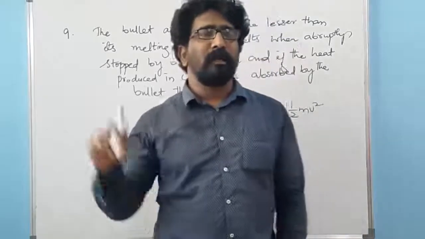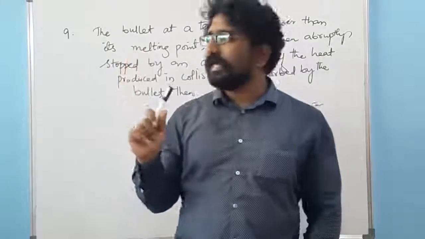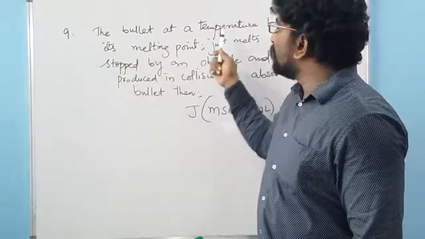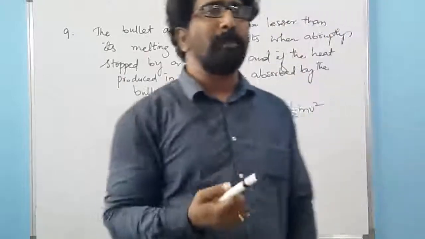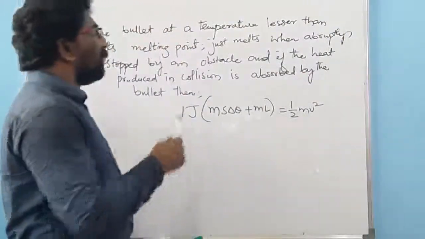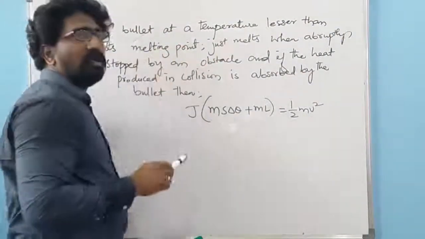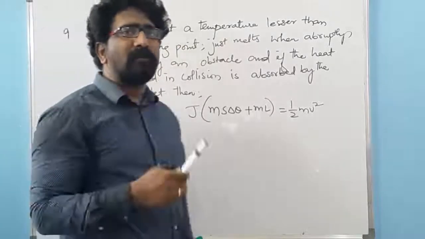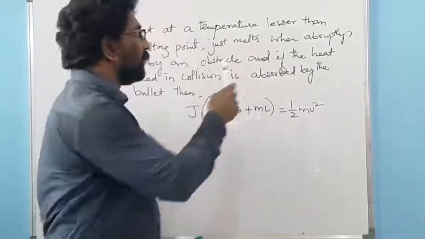Now let us see the rest of the applications which we have left out. Nearly 4 applications are there. We'll see those and complete the applications, and then we'll enter into the numericals. Now in this application, there is a bullet which has a temperature lesser than the melting point.